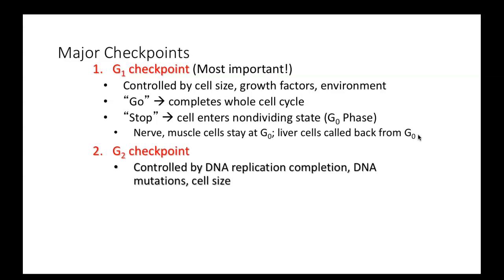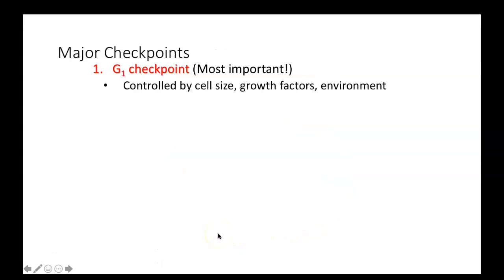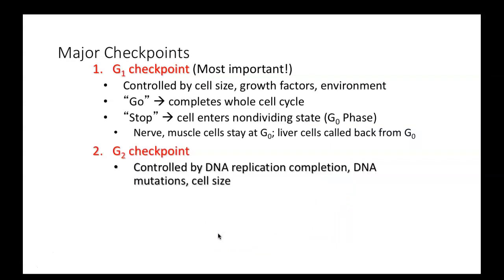The G2 checkpoint, so let's look back at that picture. If you pass the G1 checkpoint, that means the cell is committed to division, so it replicates DNA and some proteins get made. G2 is right before mitosis, so I would write that down. The G2 checkpoint is going to make sure that DNA replication was completed correctly, that there are no mutations, and that the cell is an appropriate size to go through mitosis.